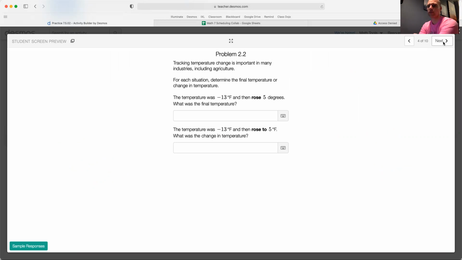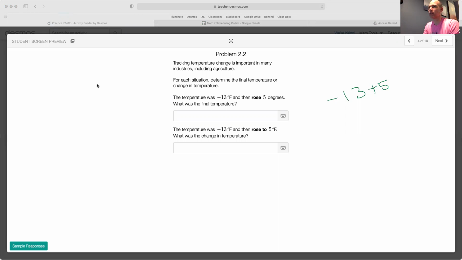Okay, so it's just more of the same. It says the temperature was negative 13 degrees and then rose 5 degrees. Okay, so rising, going up, adding. So this first one is going to be negative 13 plus 5.